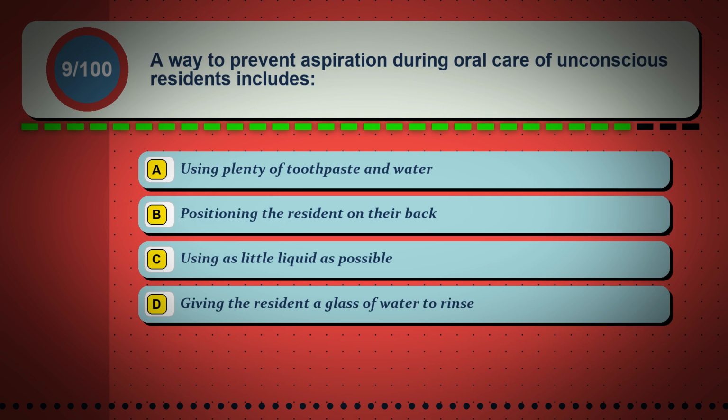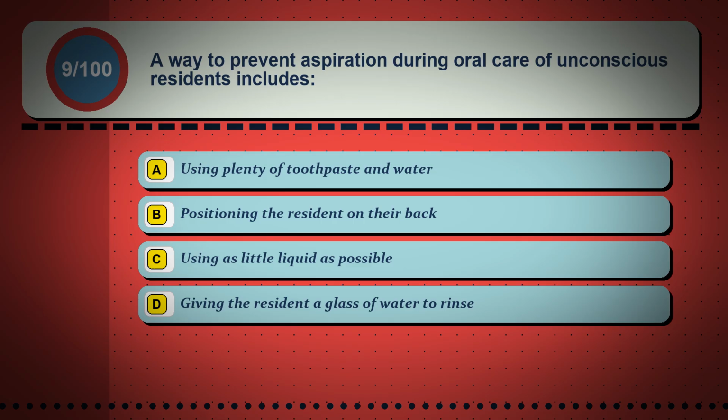Question 9. A way to prevent aspiration during oral care of unconscious residents includes: Option A. Using plenty of toothpaste and water. Option B. Positioning the resident on their back. Option C. Using as little liquid as possible. Option D. Giving the resident a glass of water to rinse.